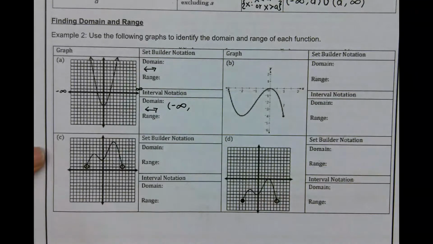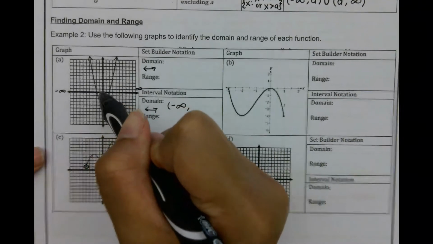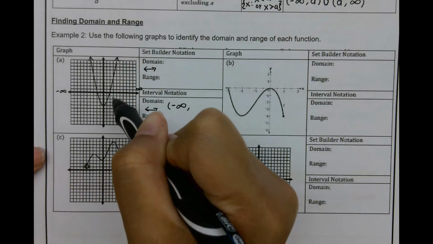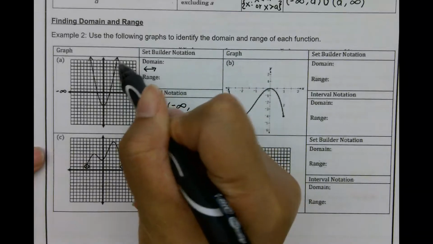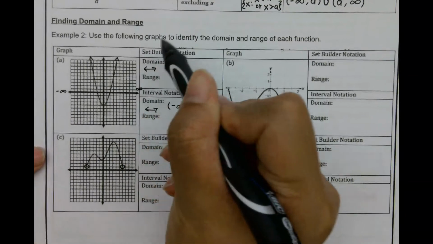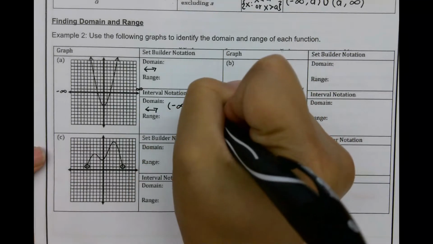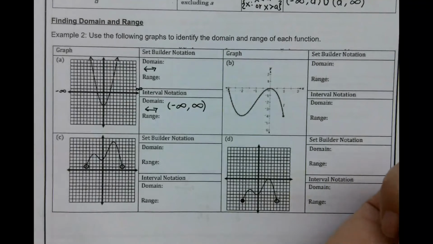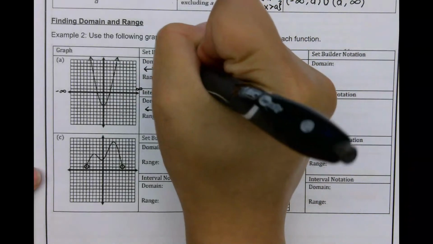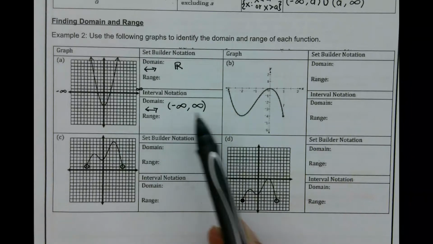Then, on the right side, where's my person going to walk? My person's going to keep walking on my graph to the right. You see the arrow, they're going to walk to the right forever and ever towards positive infinity. So if it's negative infinity to infinity, when we write that in set builder notation, that's all real numbers. Our domain is all real numbers because it goes from negative infinity to infinity.